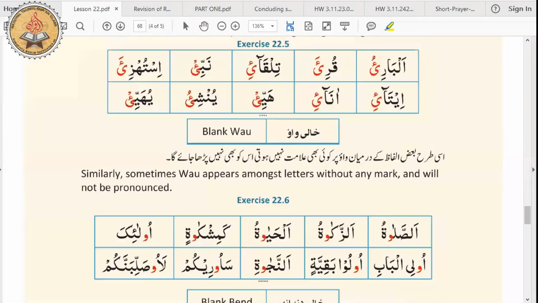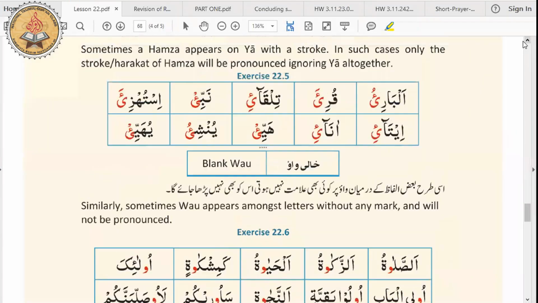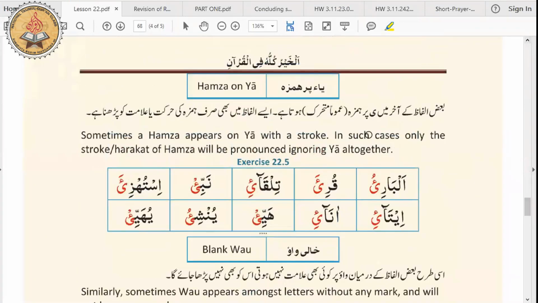Okay, next rule is Hamza. When Hamza is taking chair of ya or wow, these are the rules regarding Hamza. When Hamza is taking the chair of ya or wow, we just ignore the ya and wow sound and we just articulate the sound of Hamza.